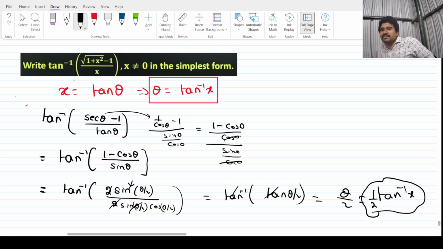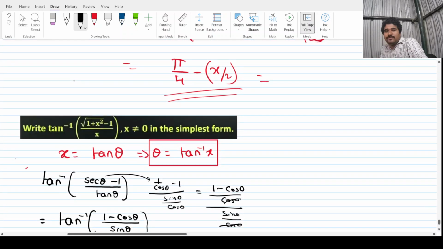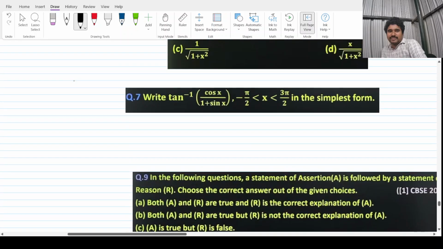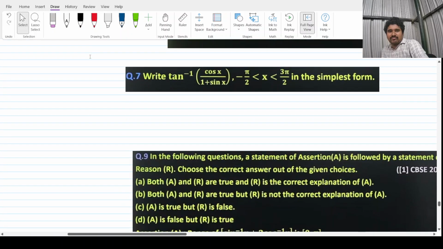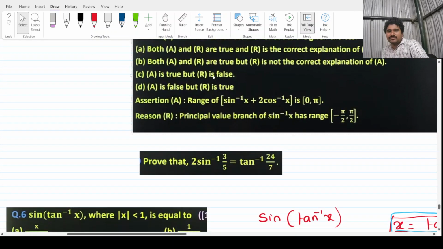That's it. This is the simplest. Is that clear for everybody? Understood? This chapter is easy only, but all of this is helpful in your differentiation. An exercise is there that will come. Hopefully next week we will start differentiation. We did that question 7, right? Tan inverse. Try to understand this question.